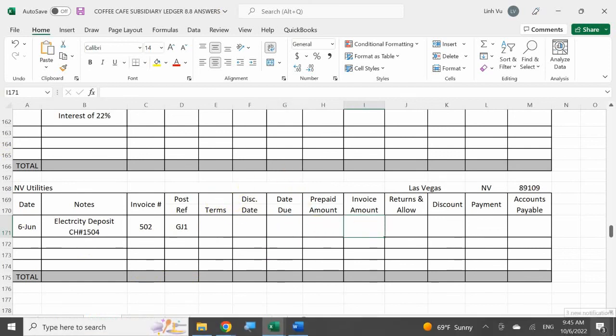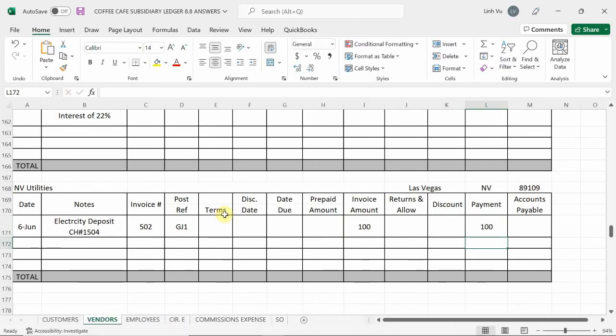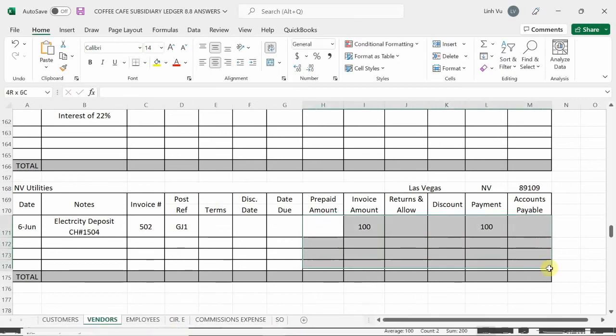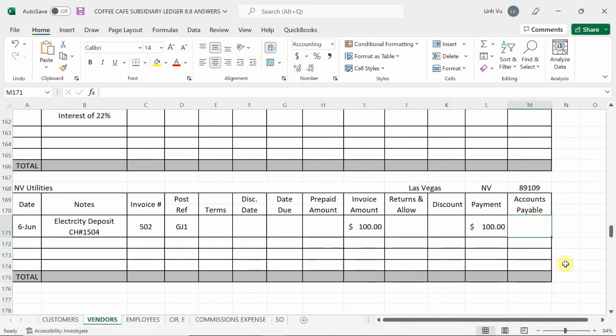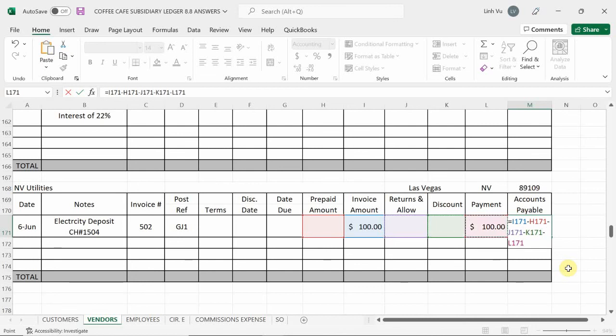Now in this case, the invoice amount, how much did they bill you for the deposit? $100. Any refunds, discounts, and did you make a payment? $100. Yes, you did. You wrote them a check. So in this case, how much do you owe NV Utilities? Nothing as of yet. So in this case, there you go. So subtract all of these to get 0.